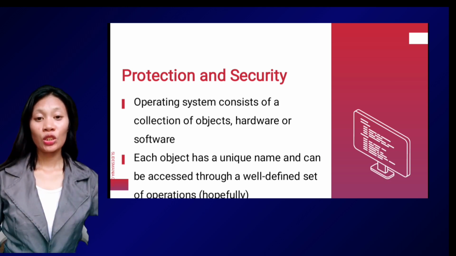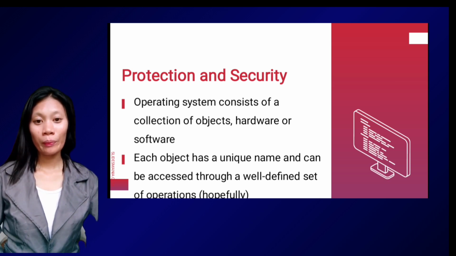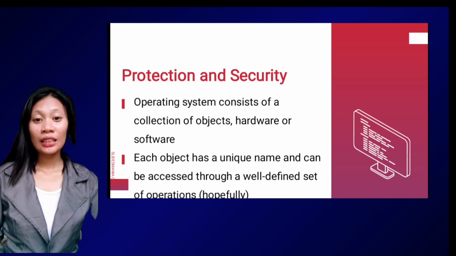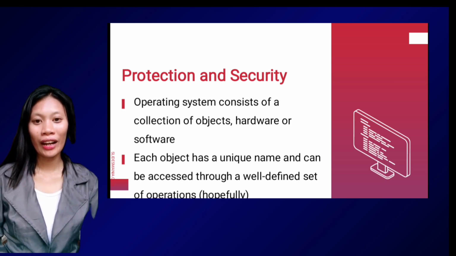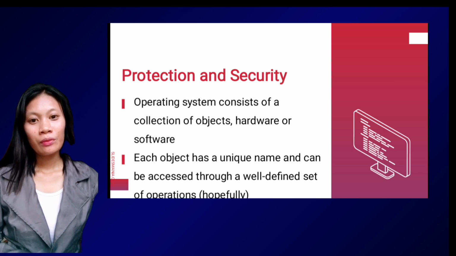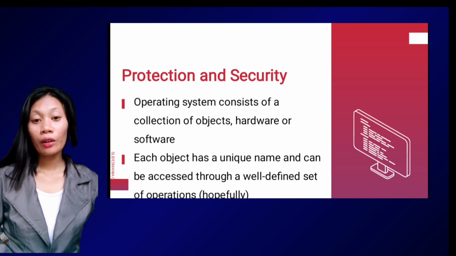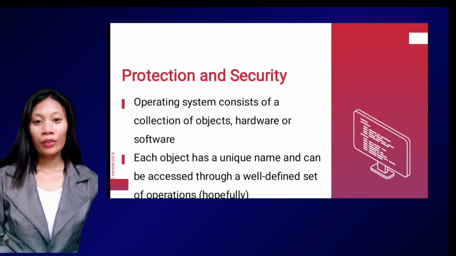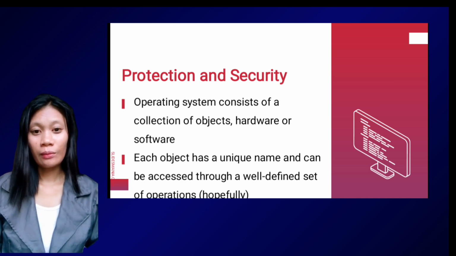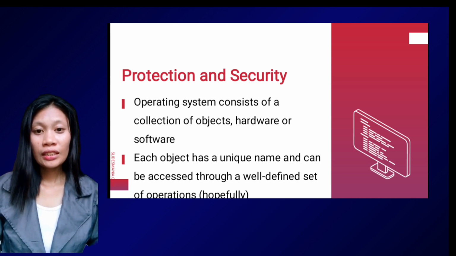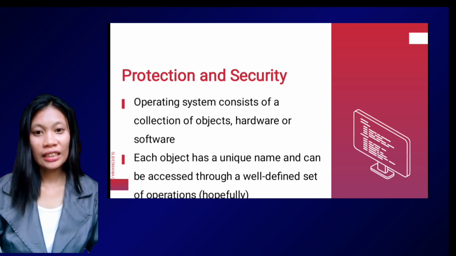We proceed in protection and security. For now, what is an operating system? Operating systems are collections of objects, hardware or software. Examples of hardware are mouse, monitors, keyboards, chips, video cards, etc. Examples of software are freeware and application software. Each object has a unique name, so it's easy to access the set of operations in the OS.